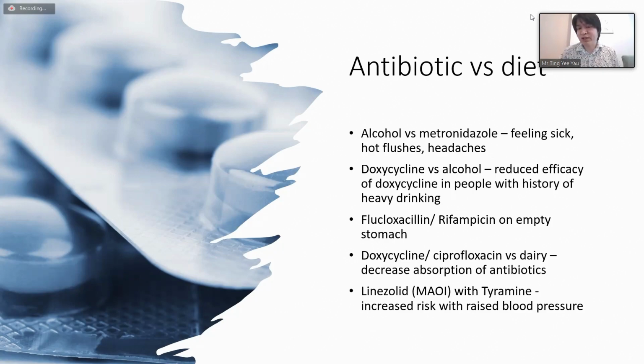In patients with a history of heavy drinking, alcohol could also reduce the efficacy of doxycycline. Some antibiotics are particularly poor on absorption, so having food with flucloxacillin and rifampicin might affect the absorption. Doxycycline and ciprofloxacin interact with dairy products, so giving dairy products with doxy and cipro could decrease the absorption of the antibiotic. We also need to be worried about tyramine intake with MAOIs, of which linezolid is one. It will increase the risk of raised blood pressure.